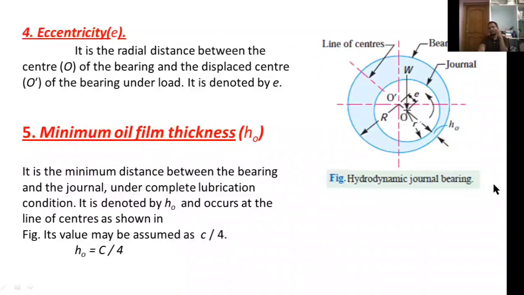From the subject point of view, for problems we consider H naught as C by 4, where C is the diametral clearance, capital D minus small d. So H naught equal to capital D minus small d by 4.